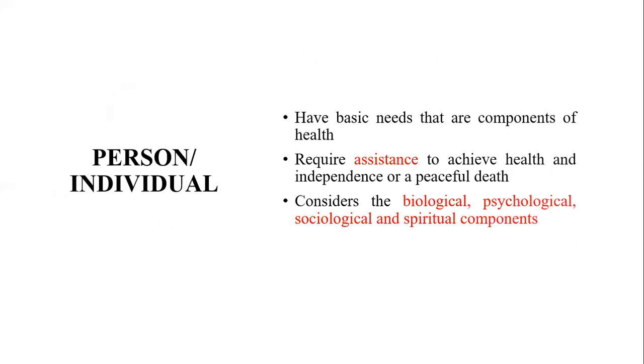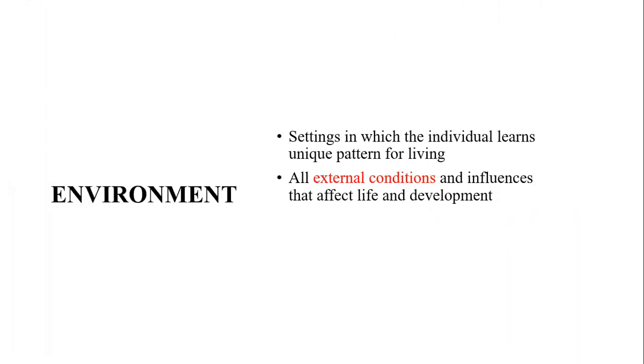Persons or individual. Person or individual here is the patient. Persons have basic needs that are components of health, and require assistance to achieve health and independence or a peaceful death. It considers the biological, psychological, sociological, and spiritual components. Next, we'll see environment. Here in her theory, environment means what? The external conditions which affect the growth and development of an individual.